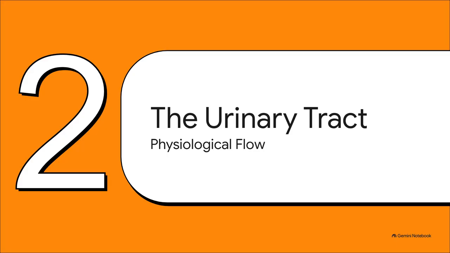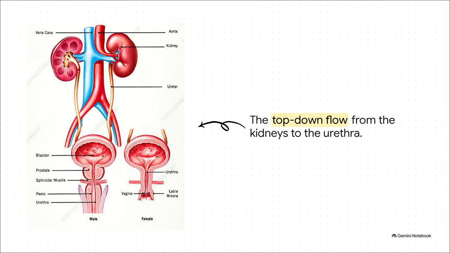Moving on to Section 2, the urinary tract. Okay, look at this. To really master these codes, we need to visualize the top-down physiological flow of the urinary tract. Imagine starting way up high in the retroperitoneal space with the kidneys. From there, urine travels down through the ureters, pools into the bladder, and finally exits through the urethra to the outside world. This map right here, it's your ultimate guide for reading through every single surgical report.